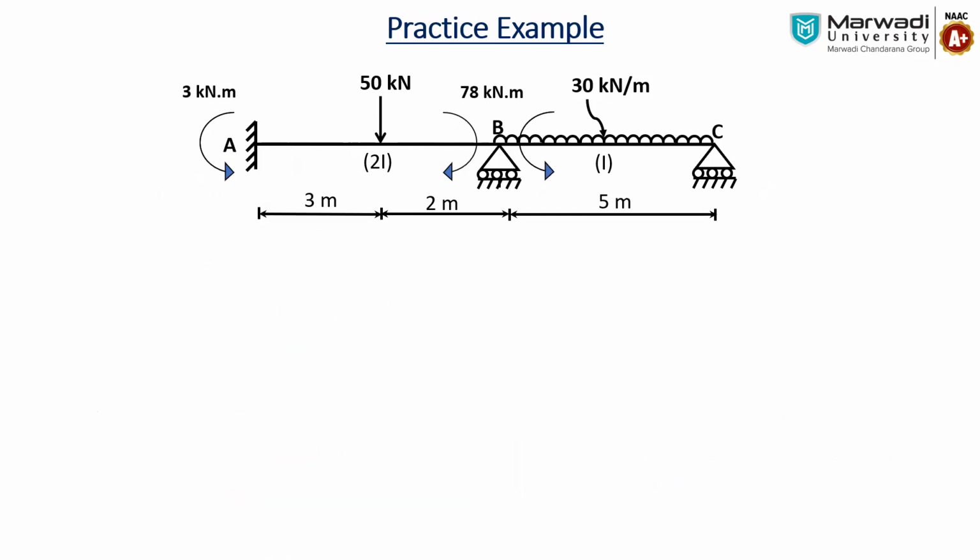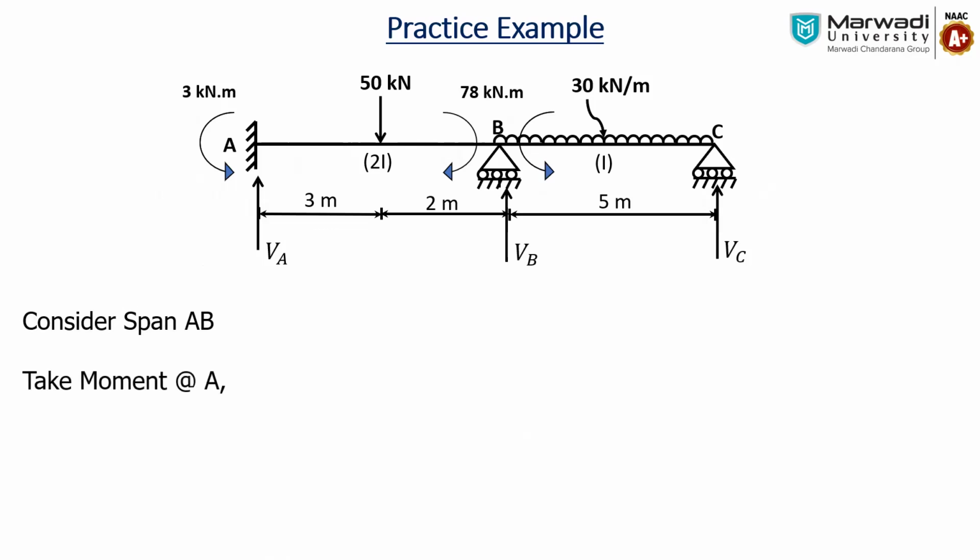So based on these moments, we have to find out the support reactions of this beam. How to find out? Separate these two beams, and we find it only for AB. So we consider the moment about A: minus VB into 5 plus 78. VB into 5 is an anti-clockwise moment, 78 is clockwise, -3 is anti-clockwise, plus 50 into 3. We are taking moment about A. So we will get the VB1.